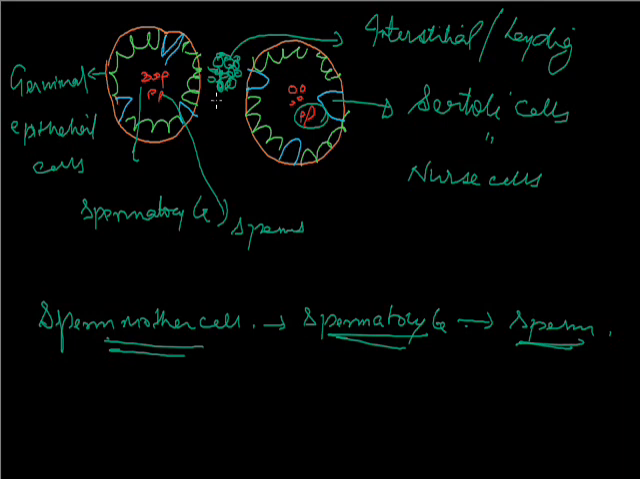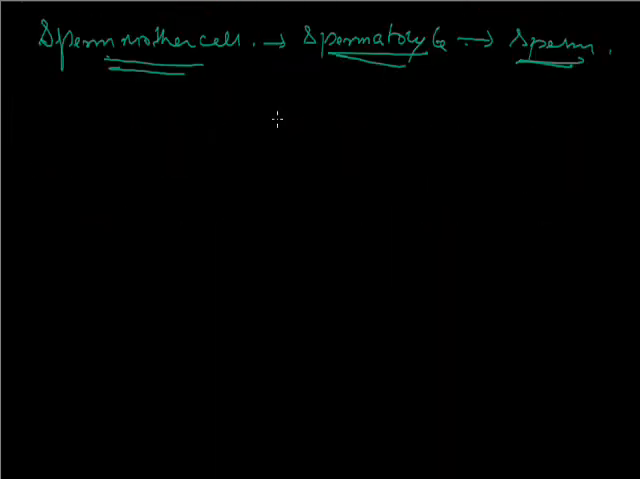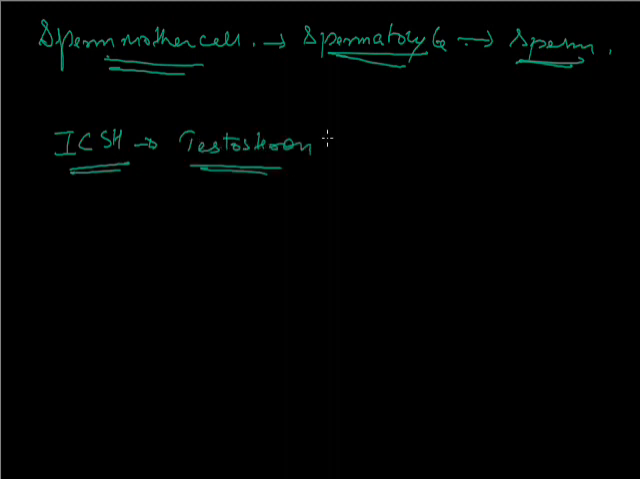And what is the function of the interstitial or the Leydig cells? These interstitial or Leydig cells will become activated when a hormone known as ICSH arrives. This hormone is secreted by the pituitary gland, and this hormone will come and act over this interstitial cell. The interstitial cell will become activated and they will start secreting the testosterone hormone. What is the function of the testosterone hormone? The testosterone hormone is responsible for the secondary sexual characters.